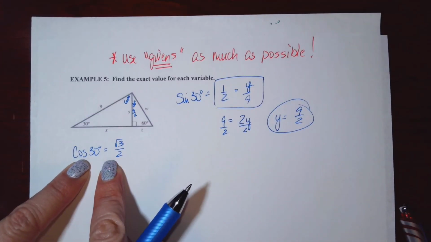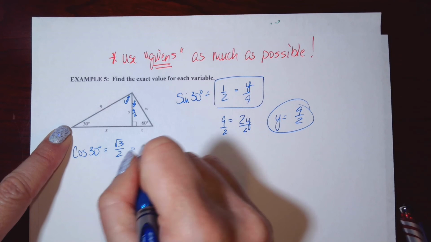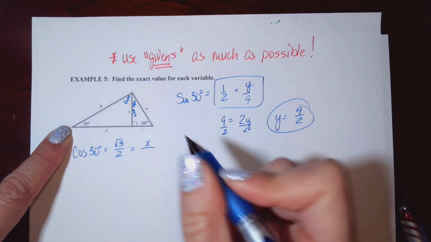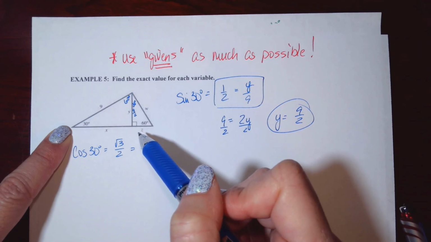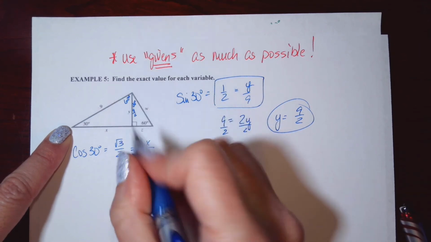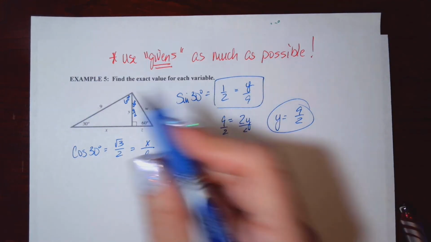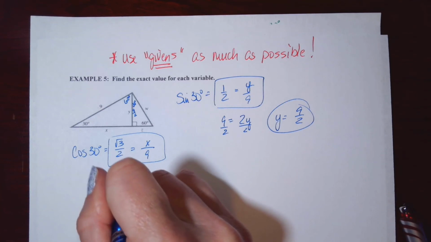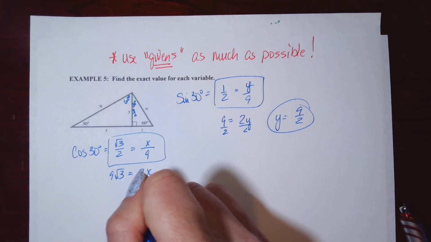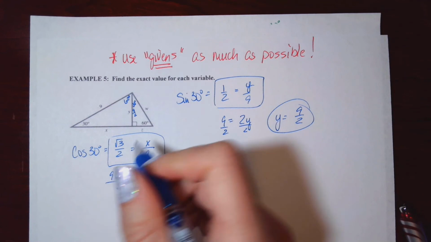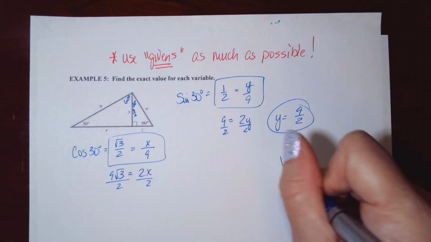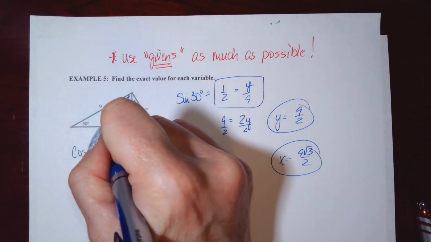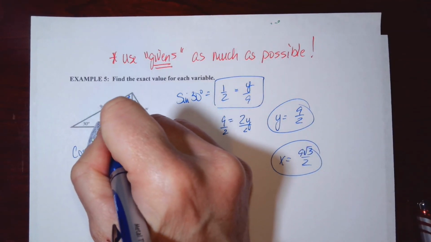Cosine is adjacent over hypotenuse. So my adjacent side is x, my hypotenuse is 9. So I have another proportion that I can solve. 9 times square root 3 is equal to 2 times x. So x is 9 square roots of 3 over 2. Nine square root 3 over 2.